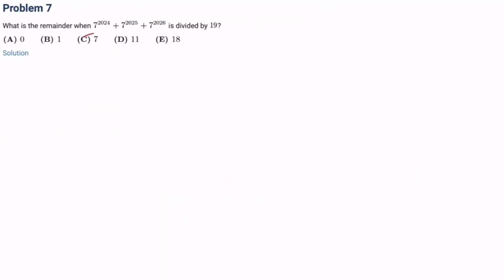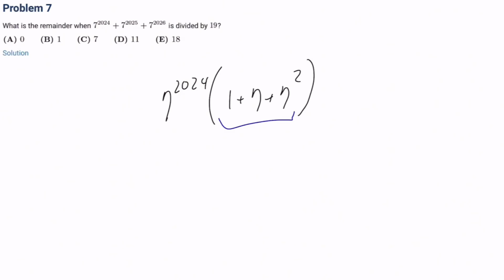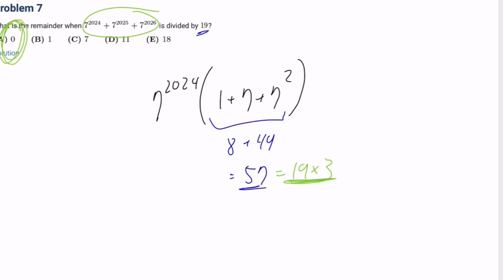Number 7, what's the remainder when this whole thing is divided by 19? Let's factor out 7 to the 2024, so that's 7 to the 2024 times 1 plus 7 squared. Let's just look at the inside. This is going to be 1 plus 7, so that's 8, plus 49, which is 57. That looks suspicious because 57 is 19 times 3. So this whole thing is divisible by 19. The remainder is 0, obviously.